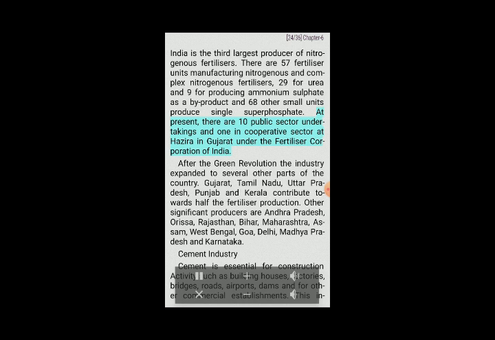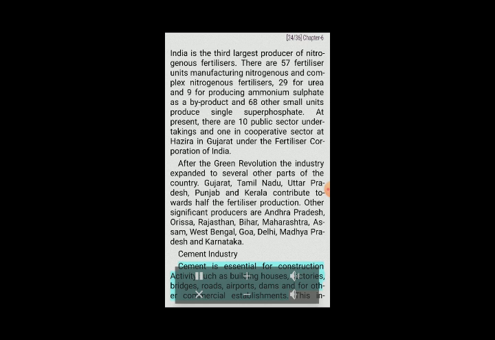At present, there are 10 public sector undertakings and 1 in cooperative sector at Hazira in Gujarat under the Fertilizer Corporation of India. After the Green Revolution, the industry expanded to several other parts of the country. Gujarat, Tamil Nadu, Uttar Pradesh, Punjab and Kerala contribute towards half the fertilizer production. Other significant producers are Andhra Pradesh, Orissa, Rajasthan, Bihar, Maharashtra, Assam, West Bengal, Goa, Delhi, Madhya Pradesh and Karnataka.